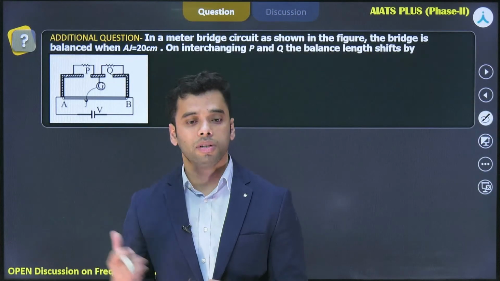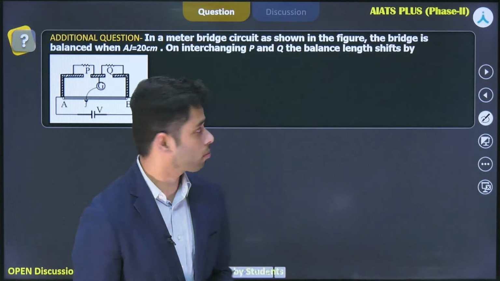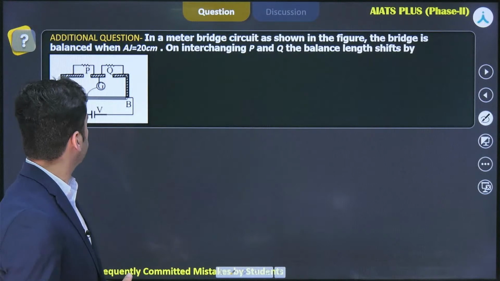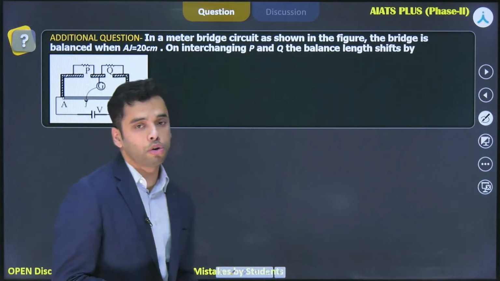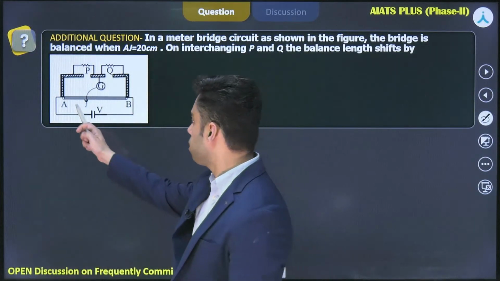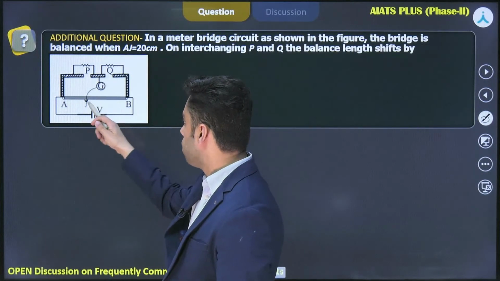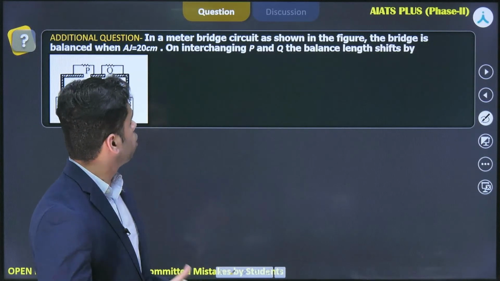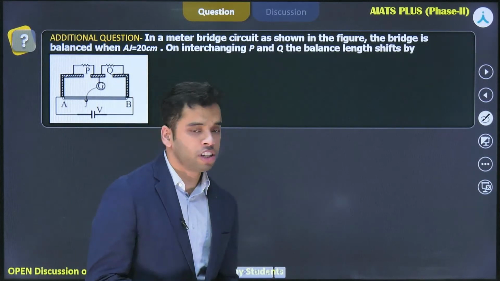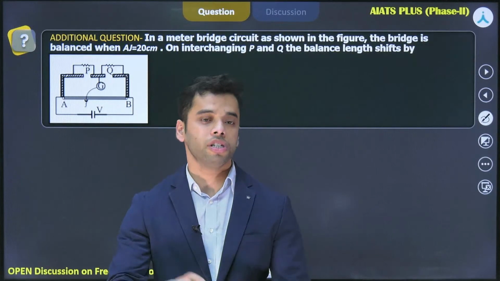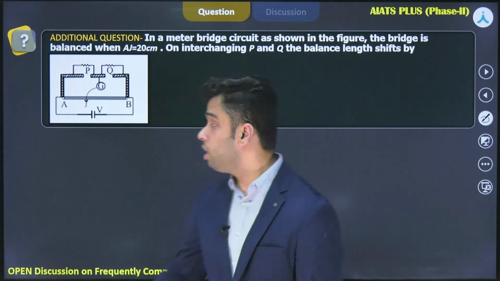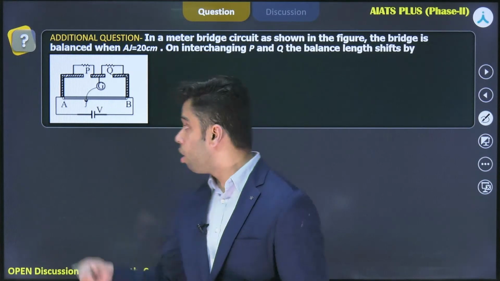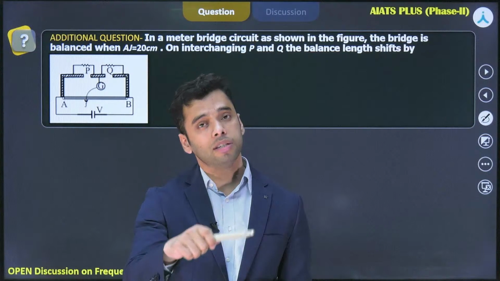There you go, the problem is right in front of your screen. It says that in a meter bridge circuit as shown in the figure, the bridge is balanced when AJ is equal to 20 centimeters. So this is the AJ, and this meter bridge is balanced when AJ is equal to 20 centimeter. On interchanging P and Q, the balance length shifts by. So this time we are exchanging the value of P and Q. So initially P was in the left gap, Q was in the right gap. I have switched the position. Now Q is in the left gap and P is in the right gap.